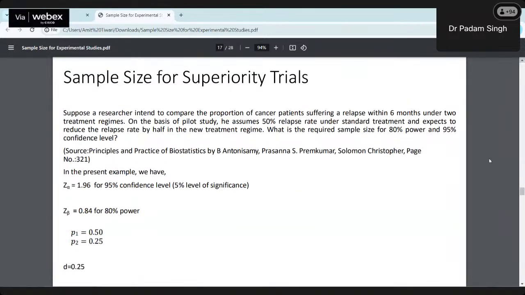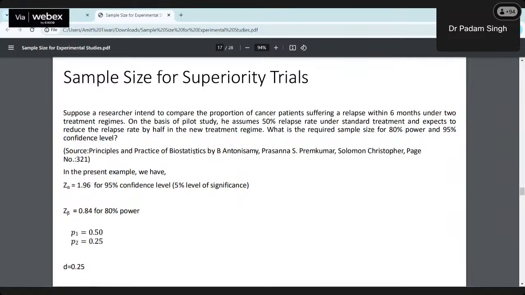Amit, next. Okay, let us see the sample size calculation for superiority trial. एक example मैंने पहले ही बताया था, but let us see this. Suppose a researcher intends to compare the proportion of cancer patients suffering a relapse within 6 months under two treatment regimes. Please see, cancer patients and the outcome is relapse.